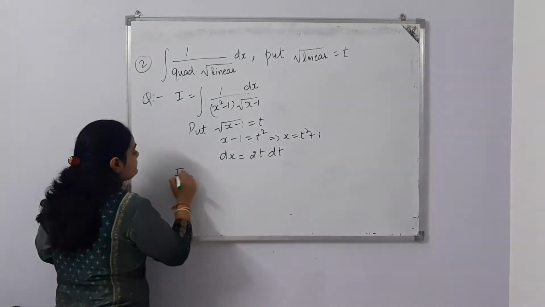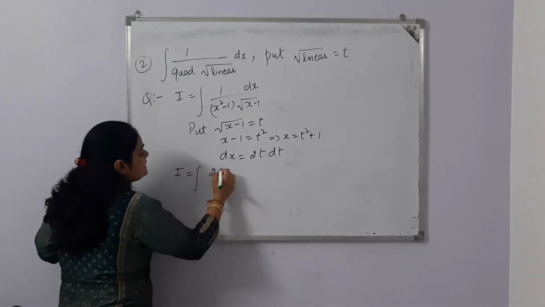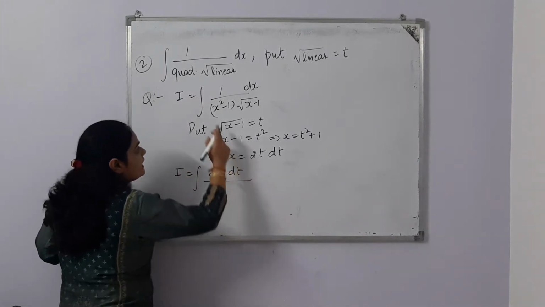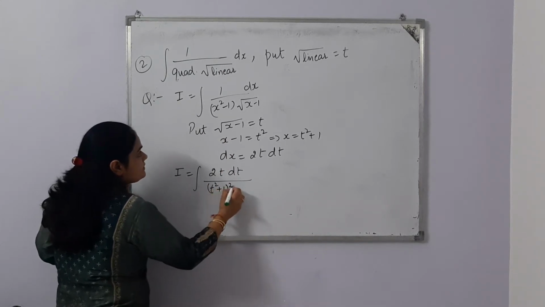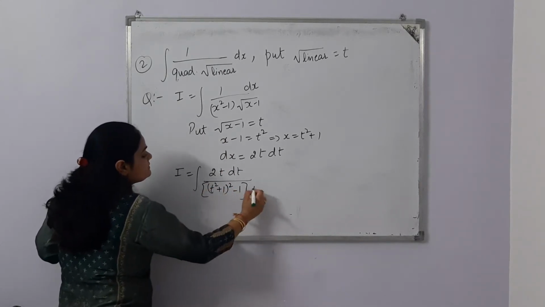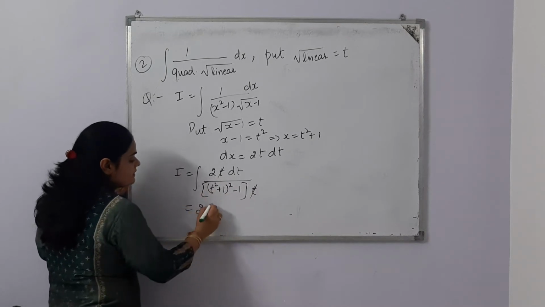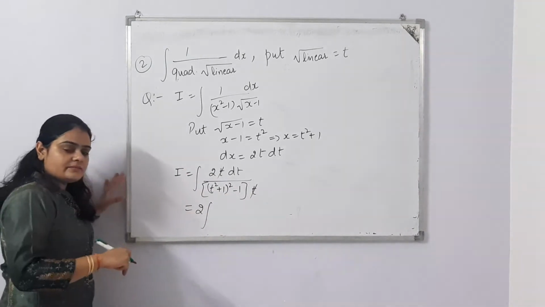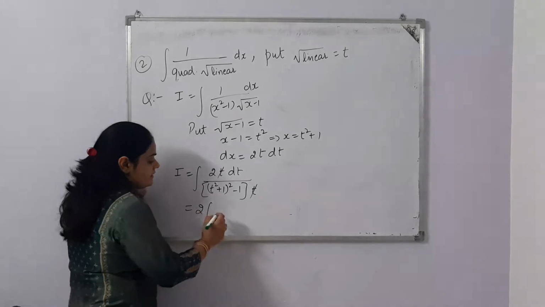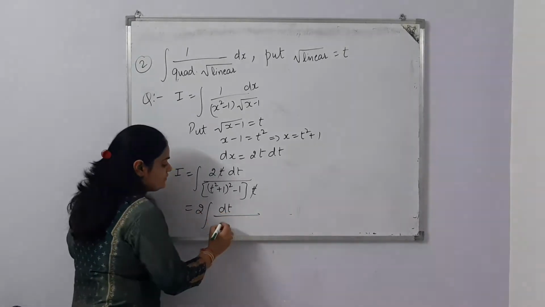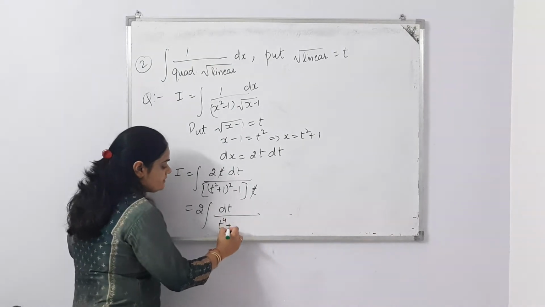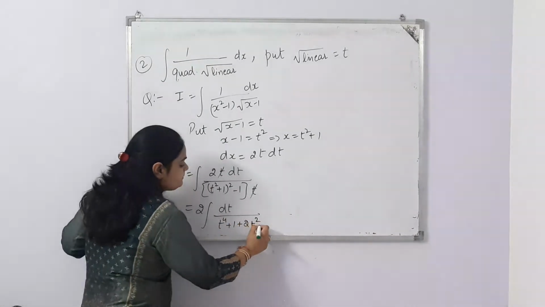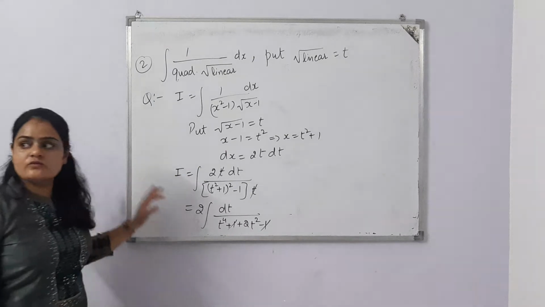Now we'll substitute: 2t dt over x square. What is x? It is (t square plus 1) whole square minus 1, and this is t. t will cancel out with t. The constant 2 we take outside. And here we'll apply the formula (a plus b) whole square, which is a square plus b square plus 2ab, minus 1. So 1 will cancel out with minus 1.